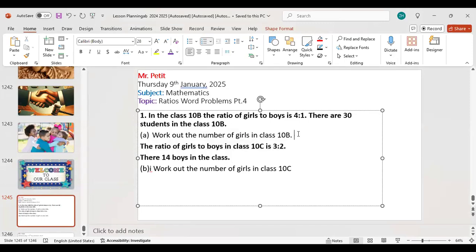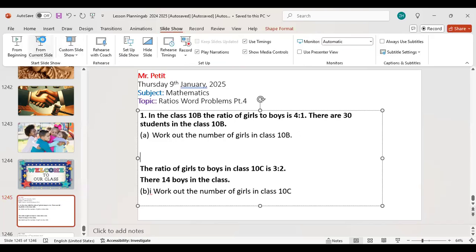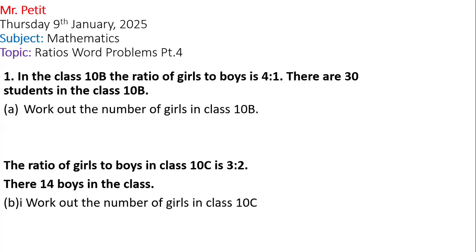All right, so let's go ahead and answer this. For number 1A, it says in the class 10B, let me ask, any volunteers to read? I could do it. Go ahead, Makaya. In the class 10B, the ratio of girls to boys is 4:1. There are 30 students in the class 10B. A. Work out the number of girls in the class 10B.